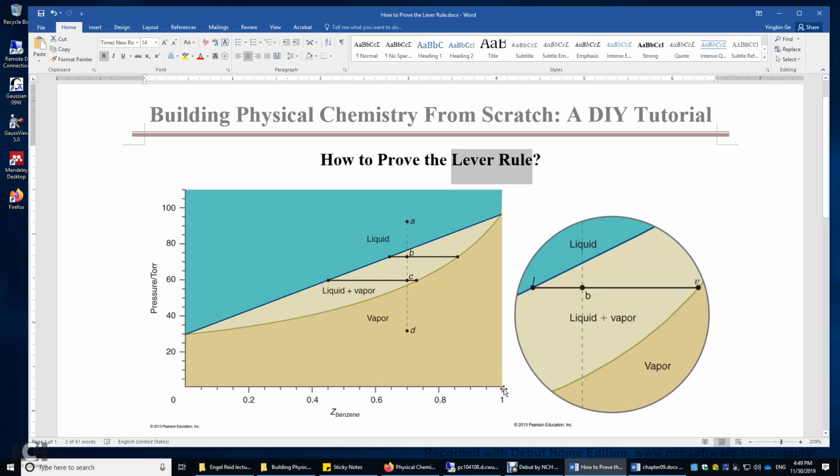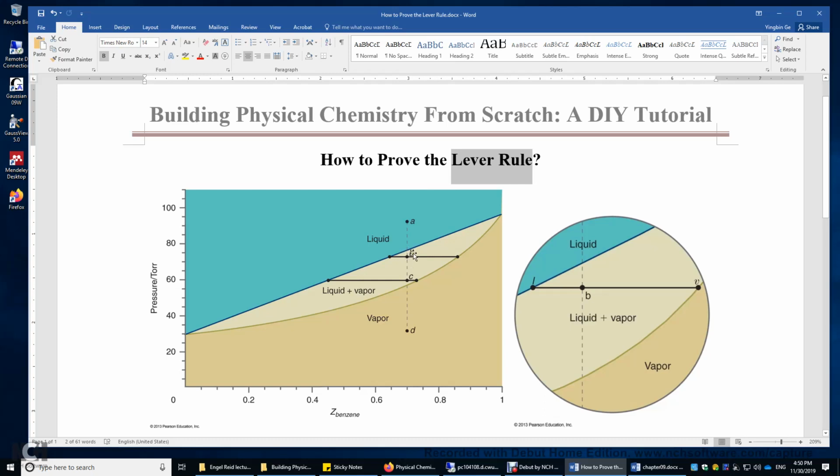The vapor pressure of pure benzene is roughly 92 torr. The vapor pressure of pure toluene is roughly 35 torr. When the system pressure is high, we can see both benzene and toluene are in the liquid phase. When the system pressure is very low, both benzene and toluene are in the gas phase. In between, there's a region here. In this region, both benzene and toluene coexist in both the liquid phase and the gas phase.